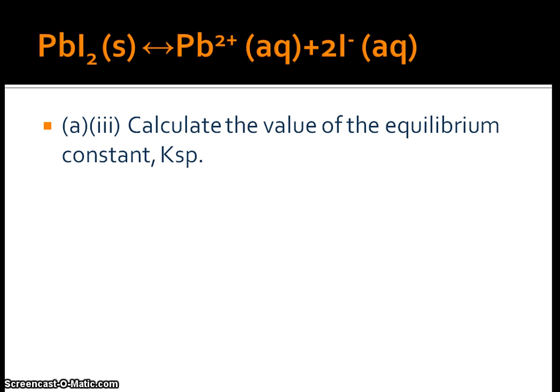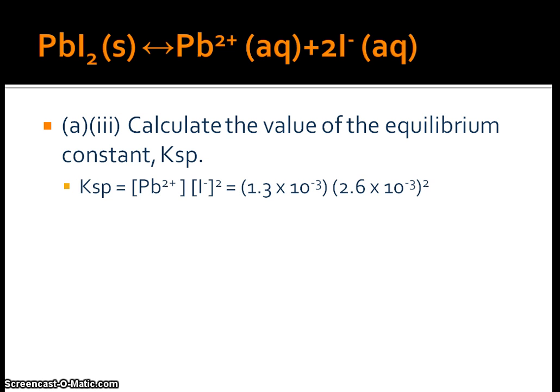A3. Calculate the value of the equilibrium constant Ksp. So what you do is you put your equilibrium expression back in, which you found in A1. So that's Ksp equals Pb2+ concentration times I- concentration squared. And then in A2 you found the numbers, so you found that Pb2+'s concentration is 1.3 times 10 to the negative third molar, and you found that I-'s concentration is 2.6 times 10 to the negative third molar.